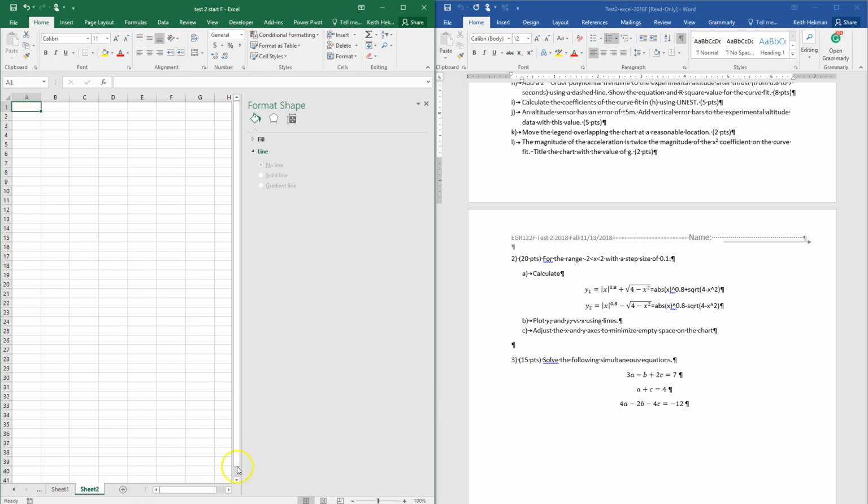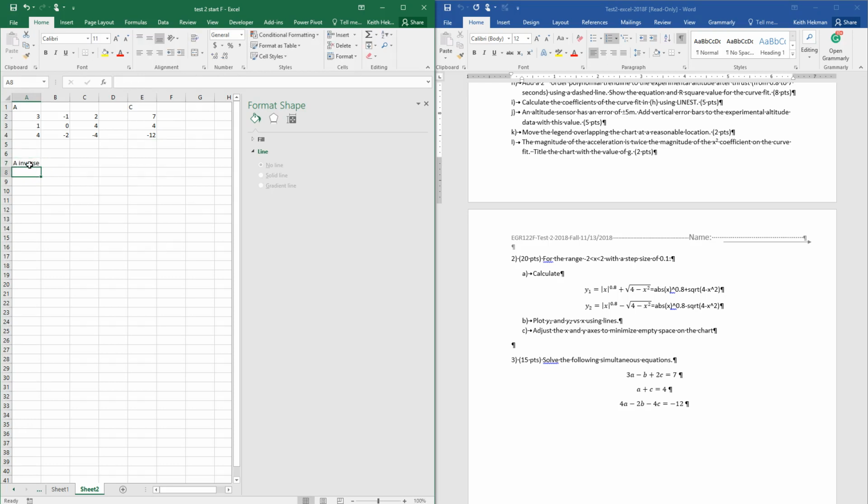Lastly, we have simultaneous equations. And so you basically set up your A matrix. So it's 3, -1, 2, 1, 0, 4, 4, -2, -4. And then your C matrix is your coefficients on the other side. So it's 7, 4, -12.